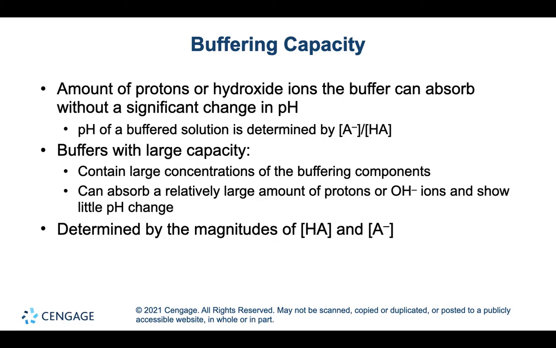So the pH of a buffered solution is determined by the ratio of A minus to HA. Buffers that have large capacity are going to have large concentrations of A minus and HA. And because of that, the A minus can absorb a lot of protons, or the HA can absorb a lot of hydroxide ions. And we'll see very little change in that ratio, and so the pH will remain relatively constant.